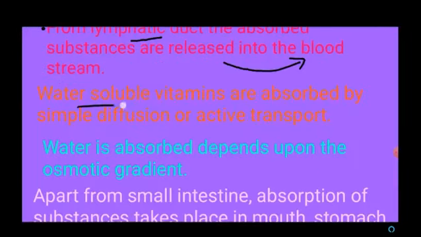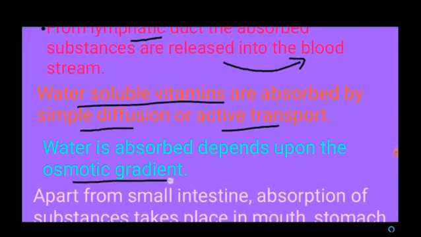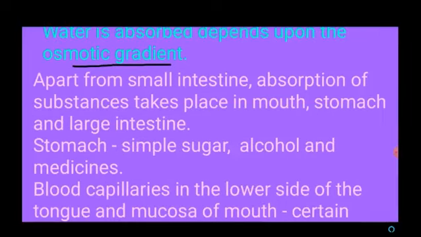In the case of water soluble vitamins, they are absorbed by simple diffusion or by active transport. And water absorption mainly depends upon osmotic gradient, that is based on our body need. Apart from the small intestine, the other parts of the digestive tract are also involved in absorption. Mainly, absorption also takes place in the mouth, stomach and large intestine.